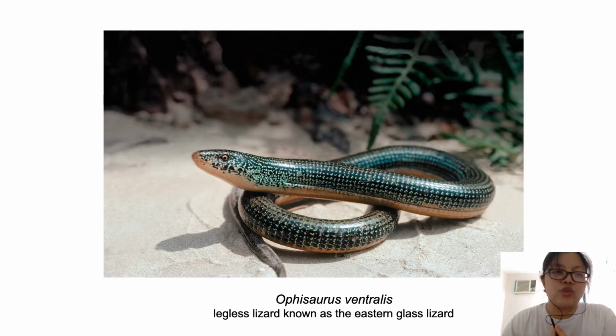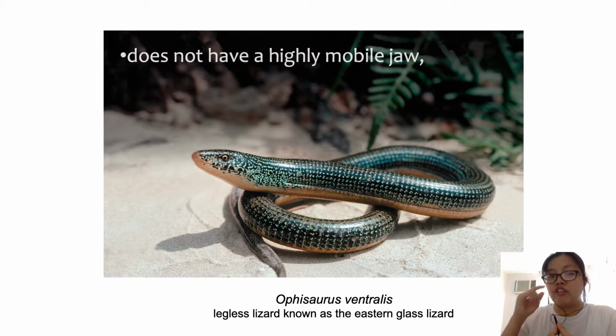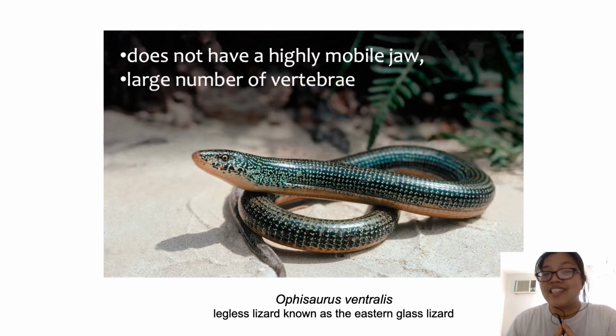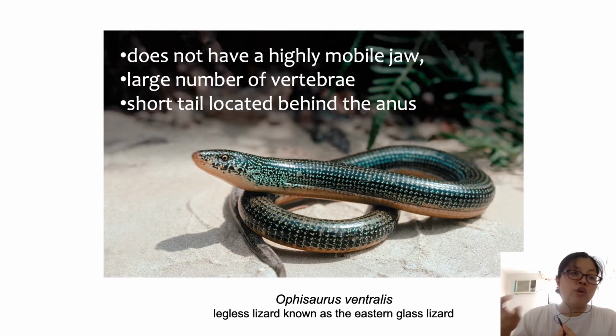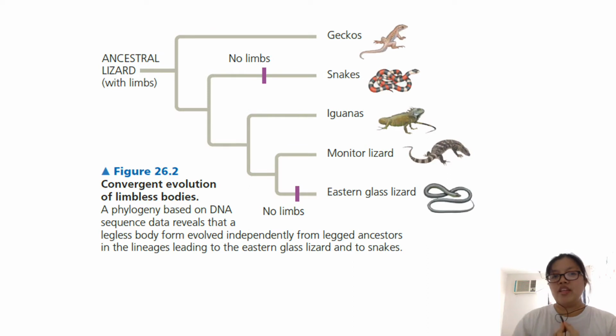So going back to the organism, which is the Ophisaurus ventralis, the eastern glass lizard. Another characteristic of this organism, aside from being without legs, is that it doesn't have a highly mobile jaw. Also, it has a larger number of vertebrae than the common snake, and it has a short tail located behind the anus. Now, working on the phylogeny of this Ophisaurus ventralis, ito yung position niya in phylogenetic tree.